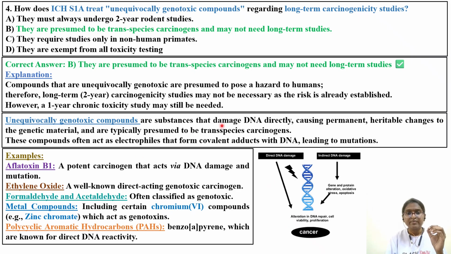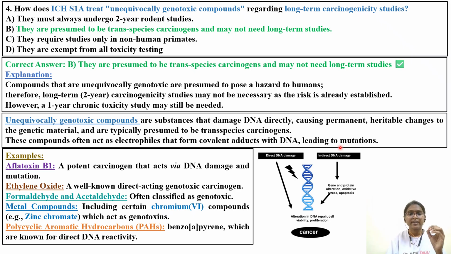Okay, so they damage DNA directly, causing permanent heritable changes in the genetic material, and are typically presumed to be trans-species carcinogens. They are going to alter the DNA, and whatever damage is caused will propagate; it is heritable. It will go to the second generation, it will go to the third generation. These compounds often act as electrophiles, meaning electron-deficient species, that form covalent adducts with the DNA, leading to mutations. So they are very hazardous chemicals.